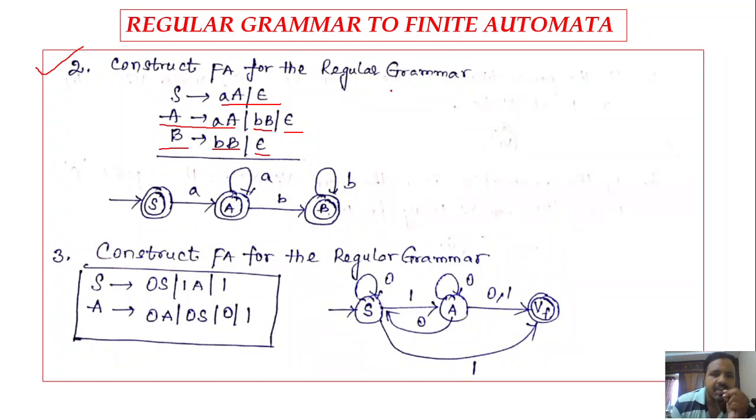Let me explain this procedure once again. What is the start symbol in your grammar? Yes, so make S the starting state in your finite automata. This will be the starting state. Next, take the first production, S denotes small a, capital A. That means there must be a transition from S on small a, and it must go to A.